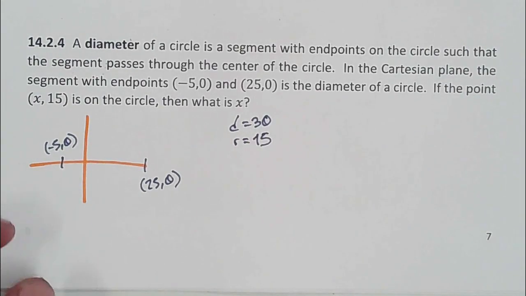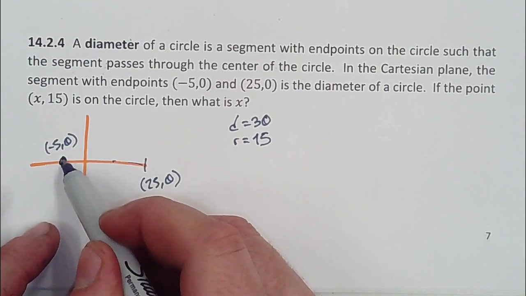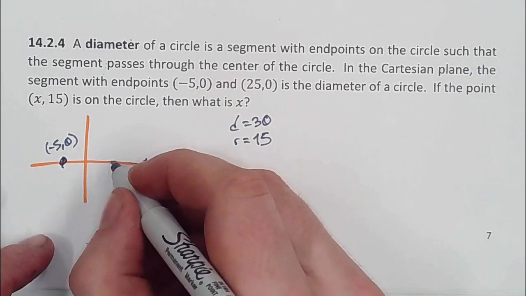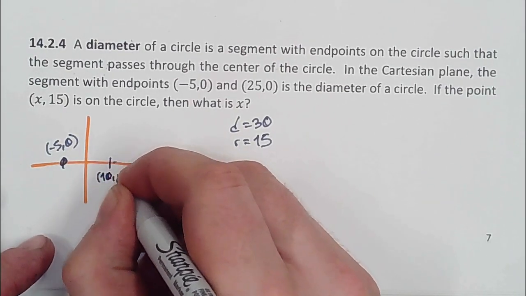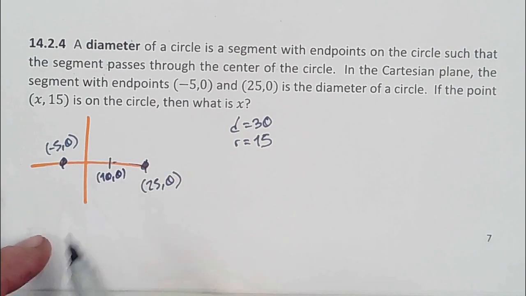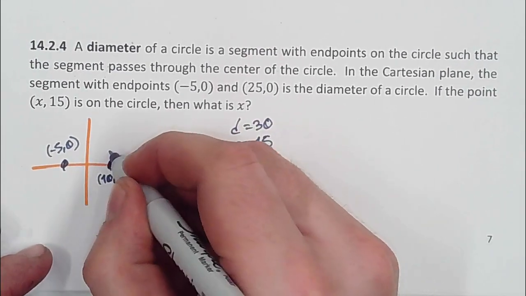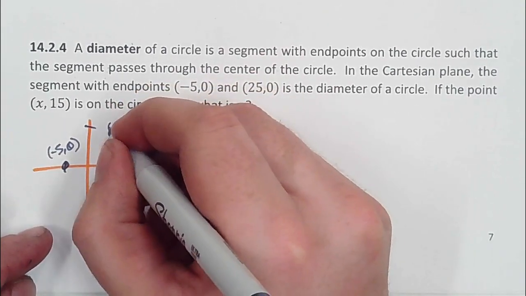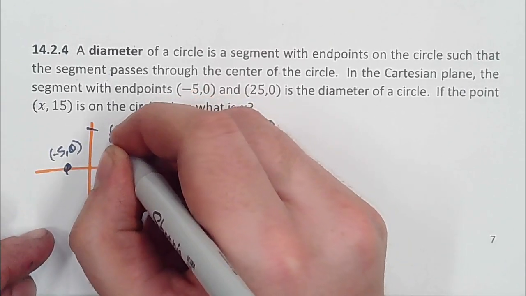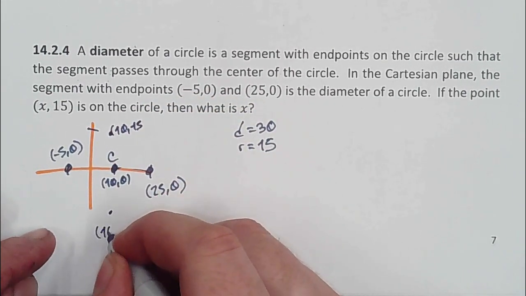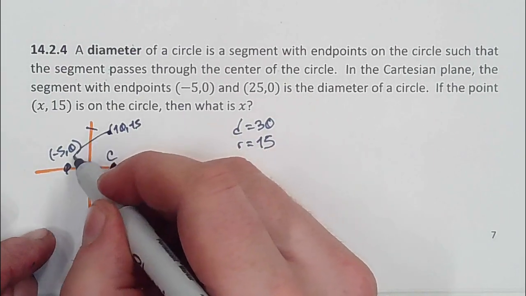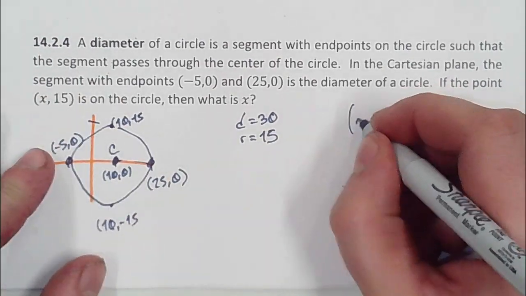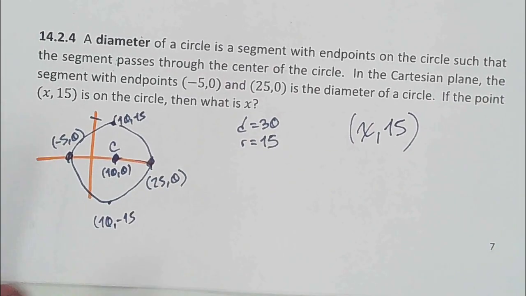Well, where's our center? If we go 15 away from any of our points on our circle, and these are both points on our circle, we'll find our center. So if I go 15 away from this, I end up at 10, comma 0. Same thing if I go 15 to the right from here. So here's our center. It's not on the circle, but it is our center. If we go 15 up, we get this point, 10 comma 15. That's on our circle. And if we go down, we get 10 comma negative 15, which is also on our circle. So their question is, if the point x comma 15 is on our circle, then what is x?